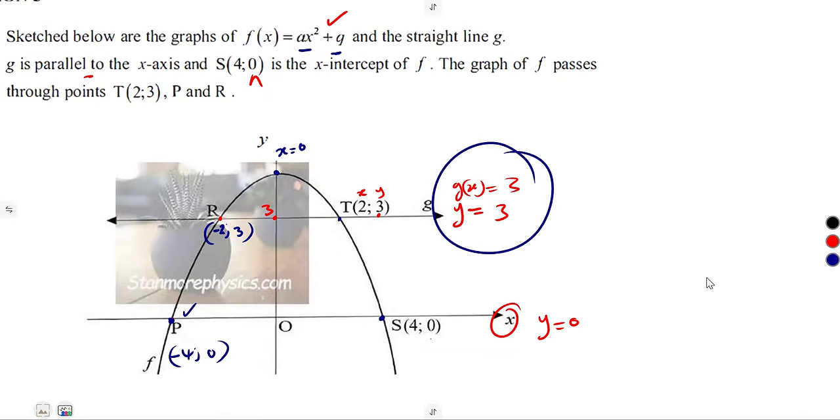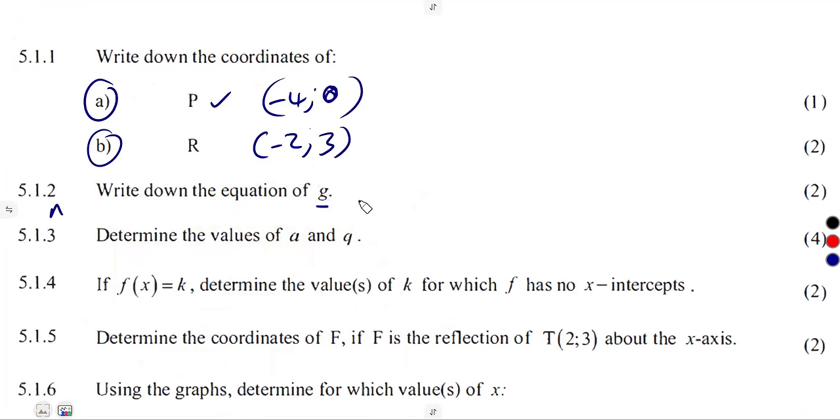The equation of G, we already have it. The y value is 3. So g of x is what? g of x is 3. There is no calculation there. Look into the graph, take the answers. Then determine the values of A and Q. There we must calculate. All right.